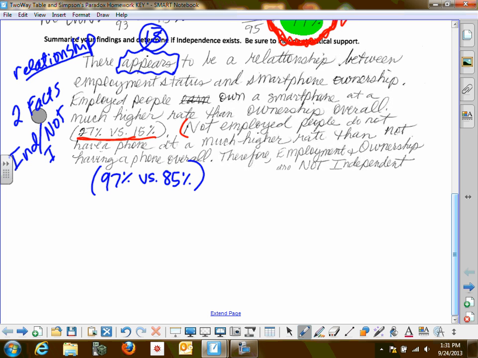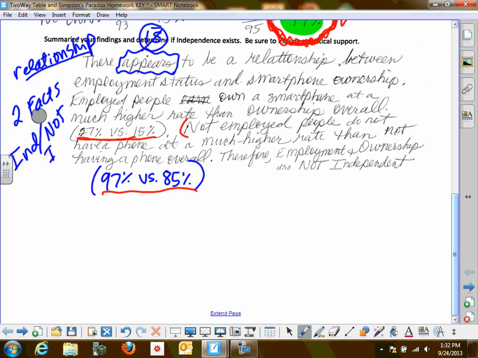I guess as much is probably what it was supposed to say, as much. Oh, wait. I don't know what that says. It is at a much higher rate. Do not have a phone at a much higher rate. Yes, that's right. And so, than having a phone overall. And then I put the actual numbers. And the summary sentence makes a statement about independence or not independence. Therefore, employment and ownership are not independent.